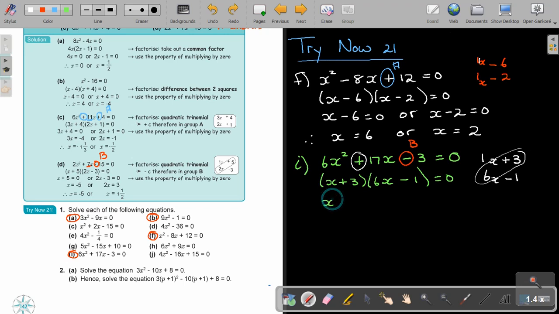So I will get x plus 3 equals 0, or 6x minus 1 is equal to 0. So therefore, x will be negative 3, or if I take this over, this will be 6x equals 1, divide 6, divide 6, so x is equal to 1 over 6. And that will be my final answer.